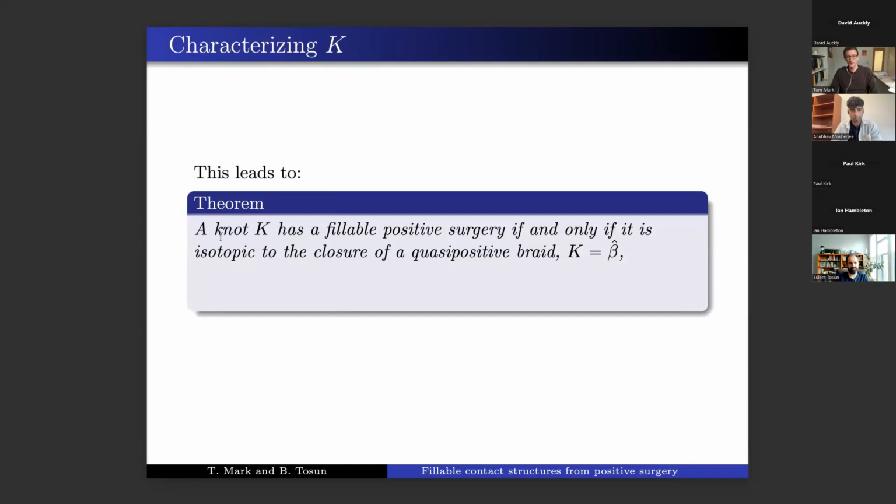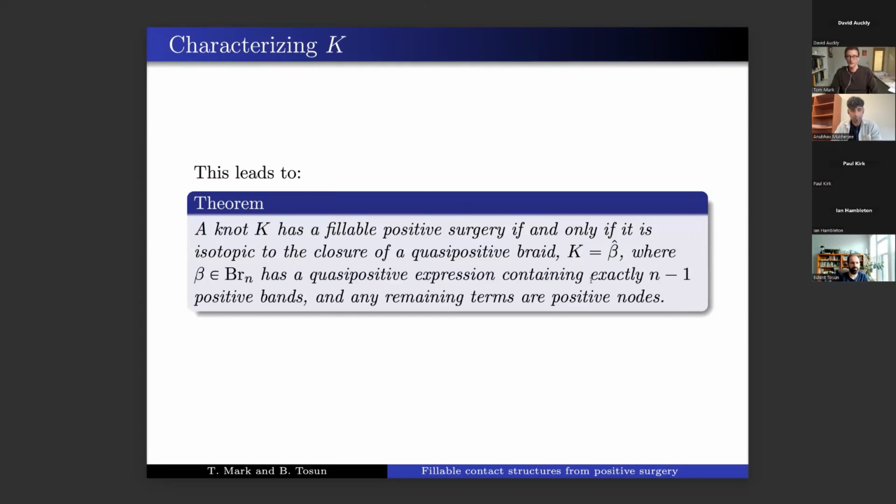The point is you can use these ideas to say exactly when you have a fillable surgery. It happens exactly when you're quasi-positive. We knew that was necessary, but this braid has to be special if it's going to come from an immersed disk. So it has to be quasi-positive in such a way that if it has n strands, that gives you n disks in your handle decomposition. They each have to be connected up because we're talking about a connected surface. So there has to be n-1 bands, but you don't want any more one-handles in the surface because then you would introduce genus. So any remaining terms in this quasi-positive expression have to be nodes. So you have n-1 bands, and the rest of whatever your braid looks like has to come with squares of generators.